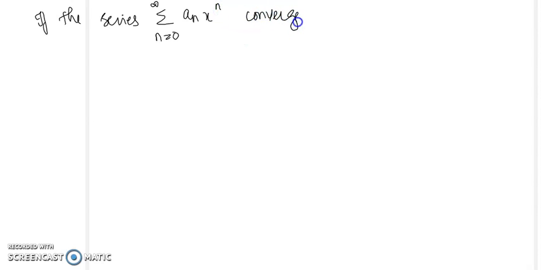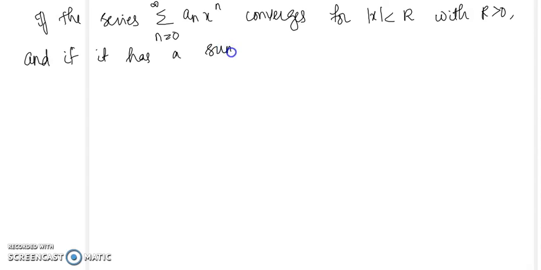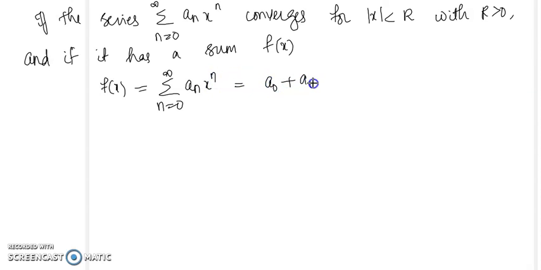Now if the series summation n equal to 0 to infinity an x raised to n converges for mod x less than r, where r is greater than 0, and if it has a sum f of x, then we have f of x equal to summation n equal to 0 to infinity an x raised to n, so that is a0 plus a1x plus a2x square plus etc.